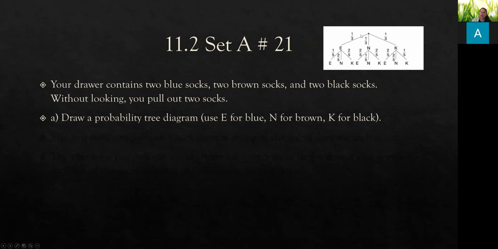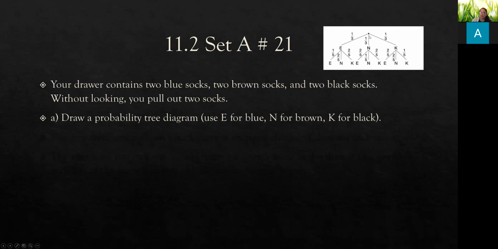Once you've drawn out a sock, there's only 5 socks left. If you drew out a blue one the first time, there's only 1 blue sock left. So you have a 1/5 chance of drawing out a blue. There are still 2 brown, so there's a 2/5 probability of drawing a brown, and a 2/5 probability of drawing a black, because 2 of the 5 socks are black.